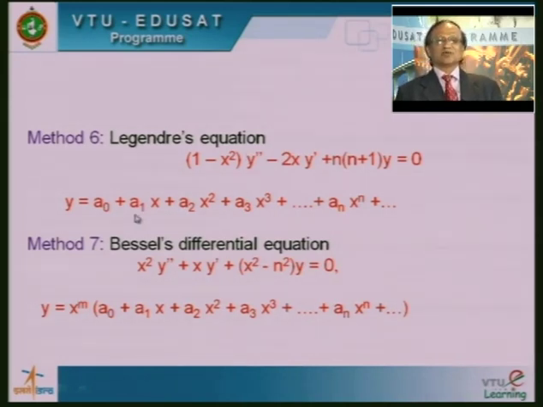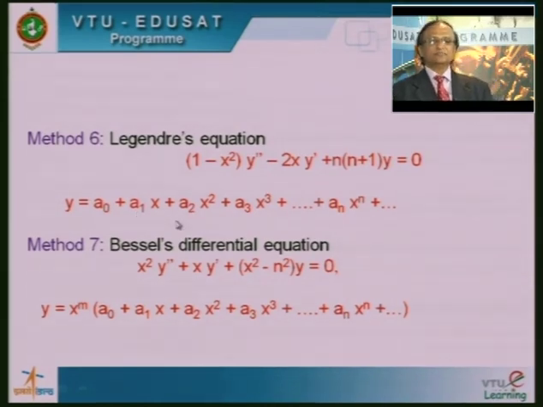By assuming this, you want to find the value of a2, the value of a3 and the value of a4 and so on. You want to find all those values in terms of a naught and a1. Then you substitute in this assumed form, and you may call it the solution of the given differential equation. I hope in the higher semester you are going to study this method.